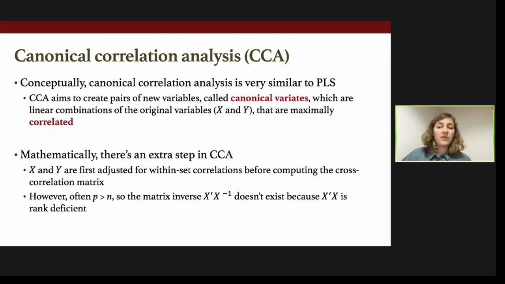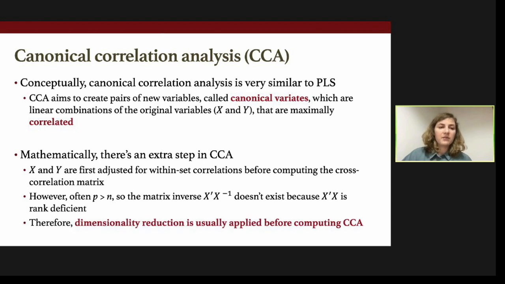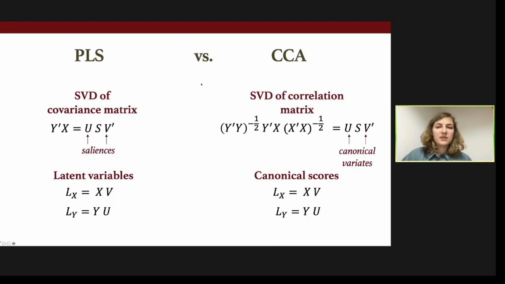However, when you have more variables than you have samples, which is often the case when you deal with imaging data, you can't factorize your imaging matrix X because it's rank deficient. Therefore, dimensionality reduction is usually applied before computing CCA. And you can see on the right here that the correlation matrix of Y and X is adjusted for correlations within the matrices Y and X before the decomposition. And the coefficients or saliences are called canonical variates in CCA, and the latent variables or principal scores are called canonical scores.